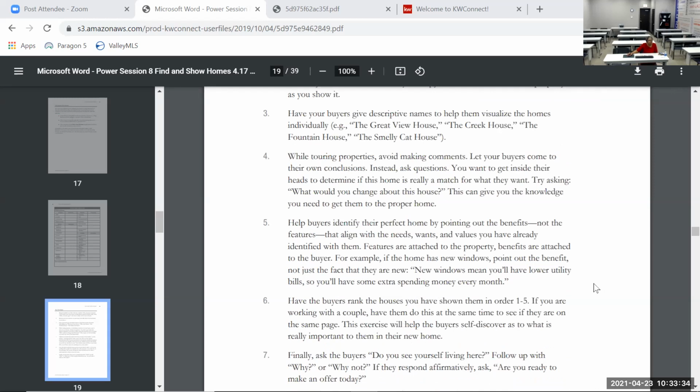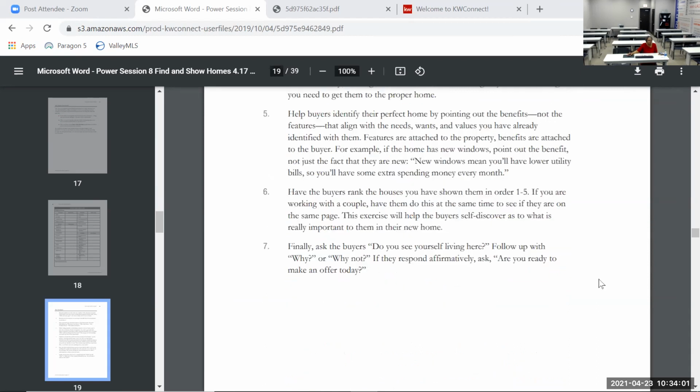Help the buyers rank the houses that you have shown them in order: 1, 2, 3, 4, 5, whatever. If you are working with a couple, have them do this at the same time, but separately, to see if they are on the same page. This exercise will help the buyers self-discover what is really important to them in their new home.